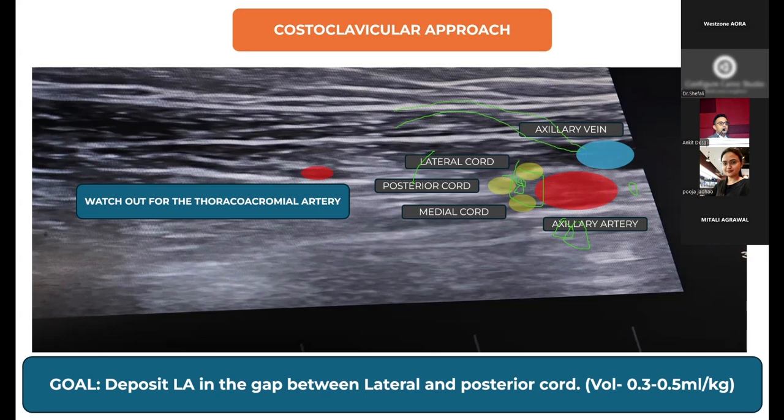If you see the cephalic vein or the thoracoacromial artery originating from the axillary artery, this is rightly said. Many people call this the subclavian artery, but anything below the rib is not the subclavian artery. This is the first part of the axillary artery. So if you see the thoracoacromial artery originating, your probe is too distal and you have to go more proximally. Even when you see the cephalic vein draining into the axillary vein, you have to go more proximal. That is not an ideal site for your costoclavicular block.